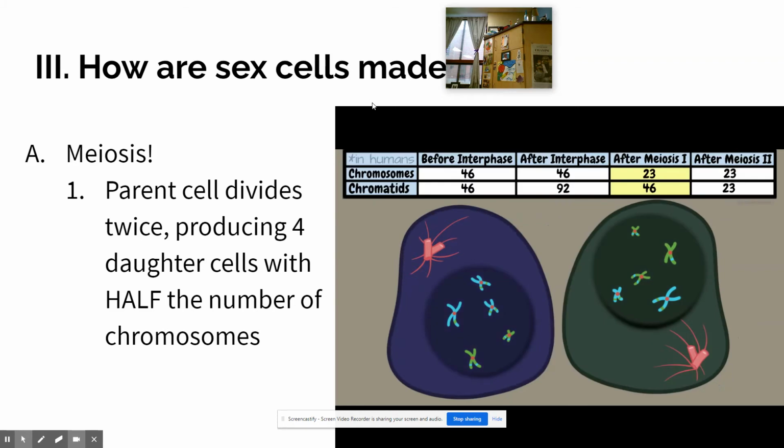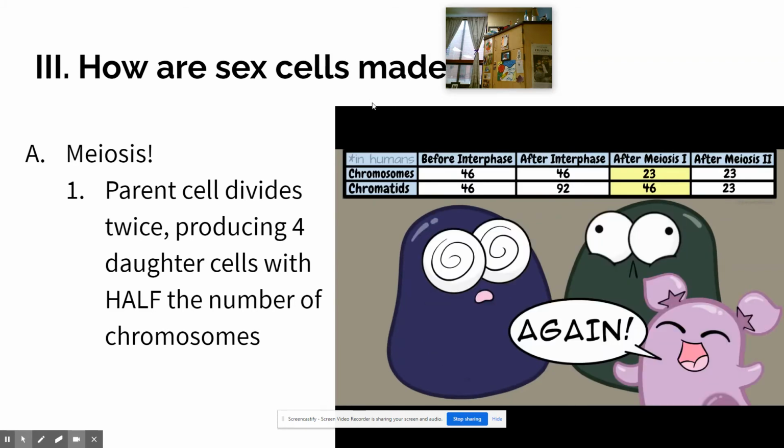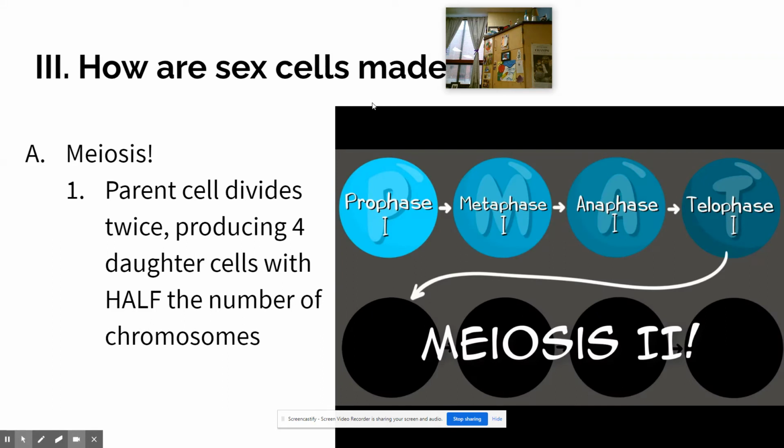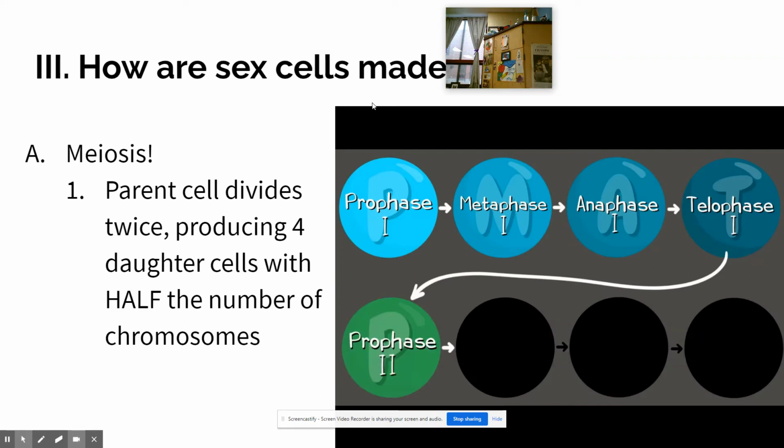Cytokinesis follows with splitting the cytoplasm. But we're not done yet. On to meiosis 2. The very first step in meiosis 2 is prophase 2.